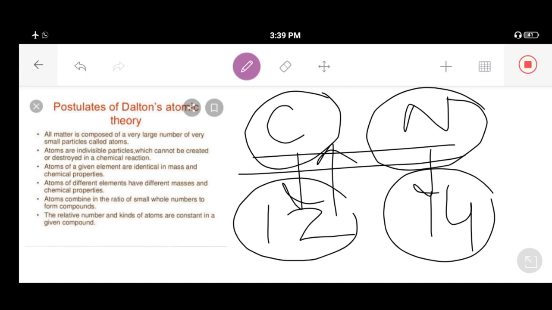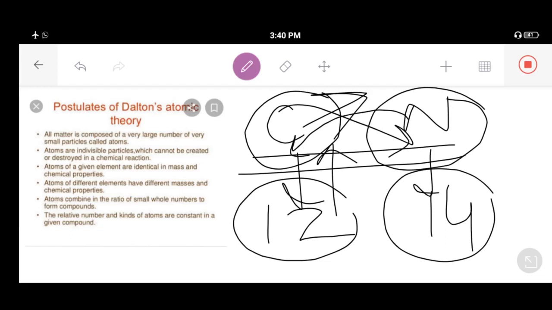That means they are different elements, they have different masses, and they show different chemical behavior, meaning different physical and chemical properties. So the fourth postulate of Dalton's atomic theory is that atoms of different elements have different masses and show different chemical behavior. Every single atom of these two elements is identical with respect to its own kind, but the atoms of carbon are not the same as the atoms of nitrogen; the atoms of nitrogen don't match the atoms of carbon. That's why John Dalton said that atoms of different elements have different masses and different properties. So this was the fourth postulate of John Dalton's atomic theory.